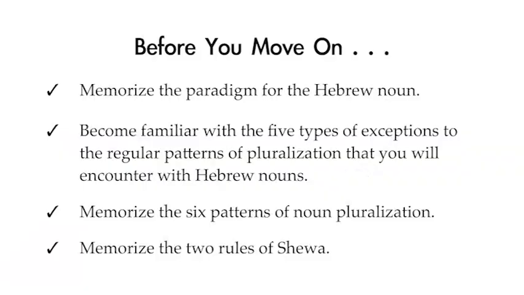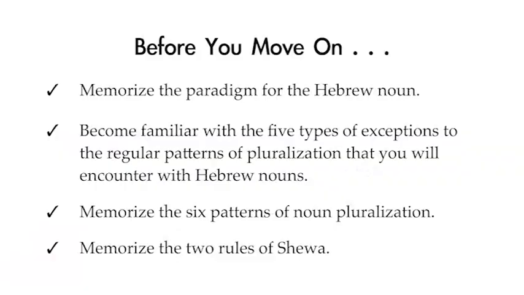Thirdly, memorize the 6 patterns of noun pluralization and the reasons for that. It's not just important that you memorize what happens. You need to understand why it happens. And if you can understand both of those things, you're going to be able to apply those rules as we progress through the chapters. And then finally, memorize the 2 rules of Shewa.